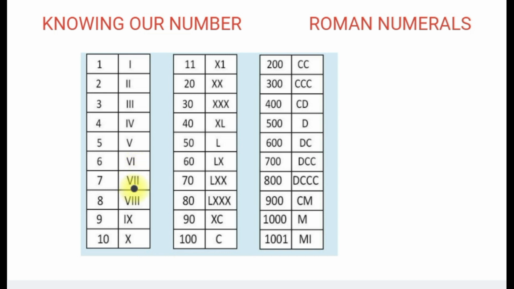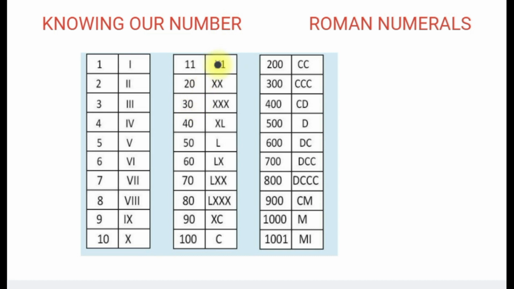5 plus 1, 6 plus 1, 7. Then 7 plus 1, 8. So this symbol represents 8. As we know, we cannot repeat a symbol more than 3 times. So for 9, what will we do? We subtract 1 from 10. This 1 is written at the left-hand side of this 10 and we get 9. This is the symbol for 10.